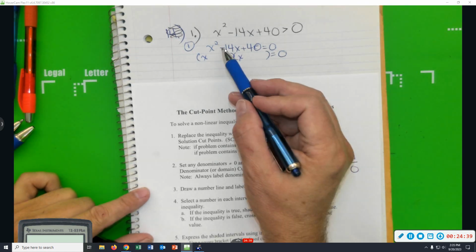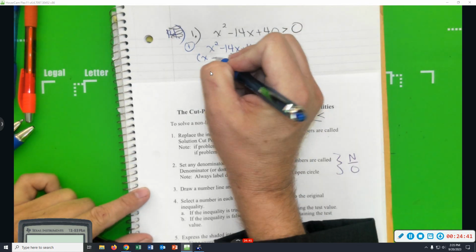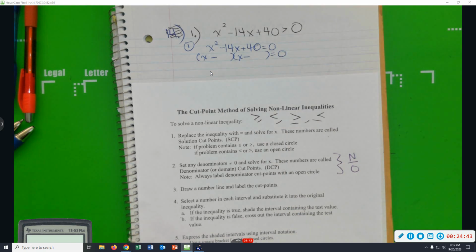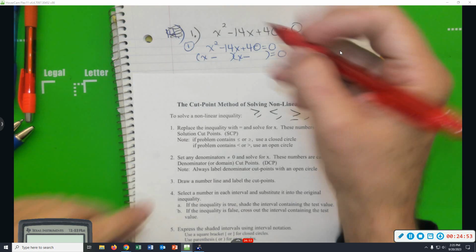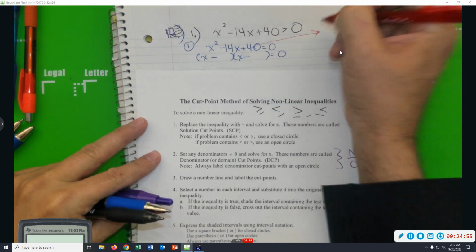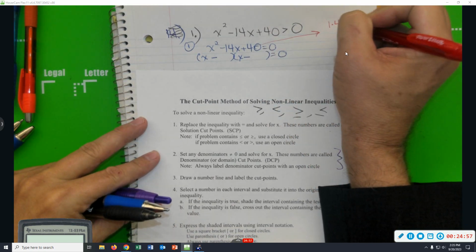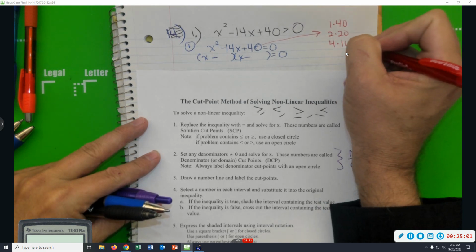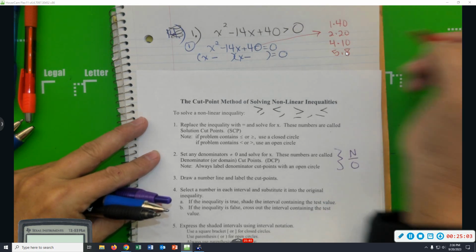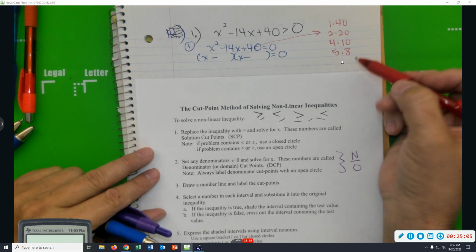Second sign's a plus, so you have 2 of the first sign. And now for 40. 1 times 40, 2 times 20. No, 3 doesn't go evenly. 4 times, here they are. I'll write them out. 1 times 40, 2 times 20, 4 times 10, 5 times 8, 6, 7, we're back to 8.